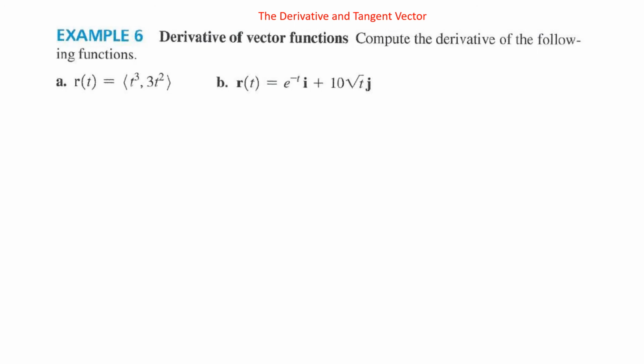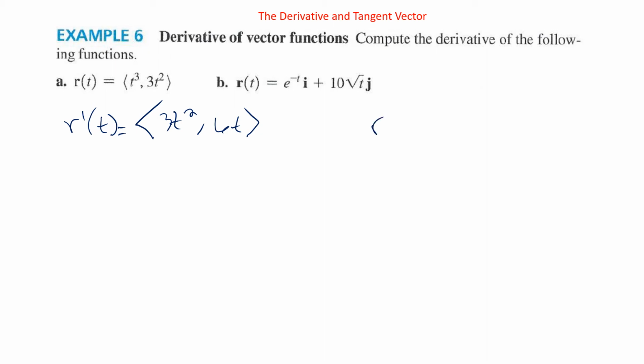So let's find some derivatives. The first one, r of t equals t cubed, comma, 3t squared, which means the derivative will equal the derivative of t cubed, which is 3t squared, and then the derivative of 3t squared will be 6t. Easy. That's the derivative of a.